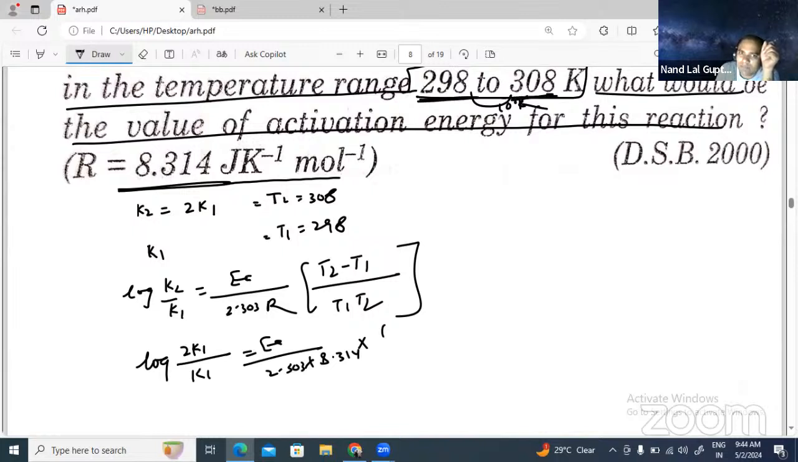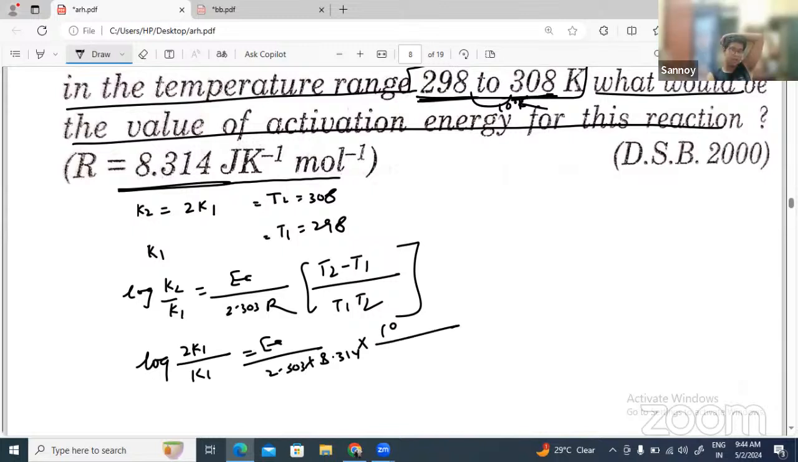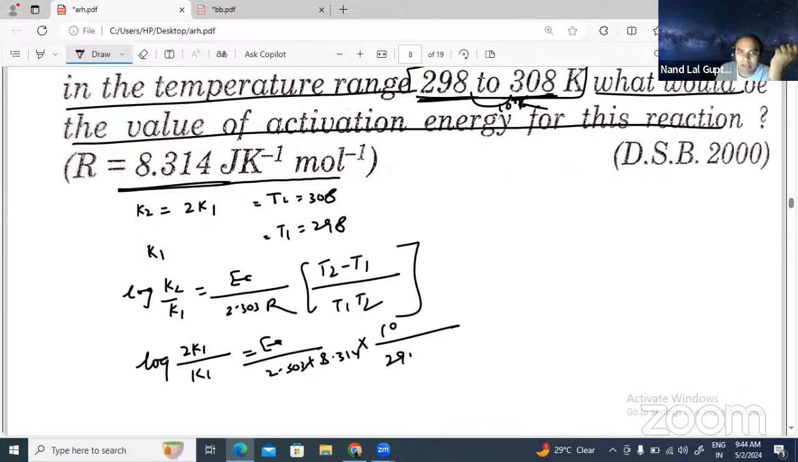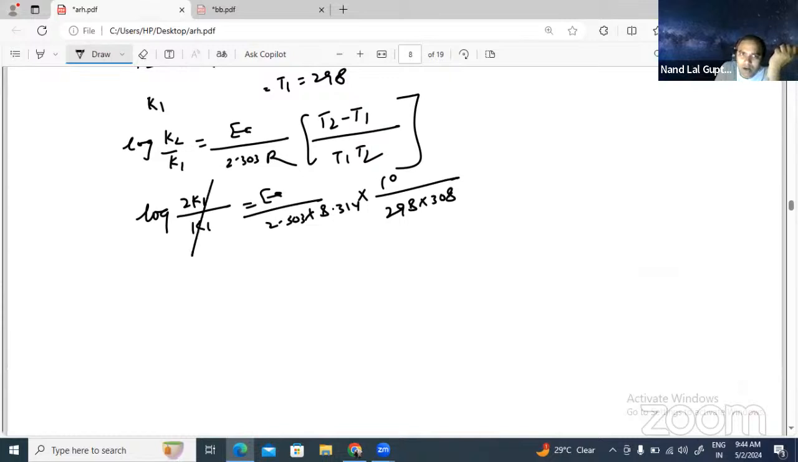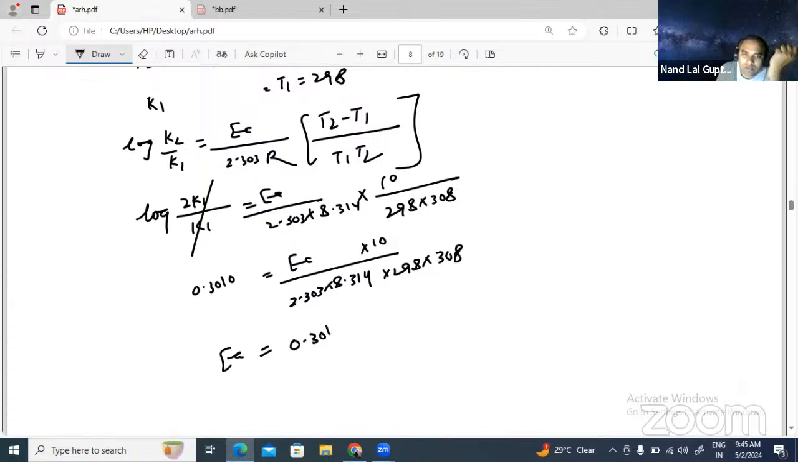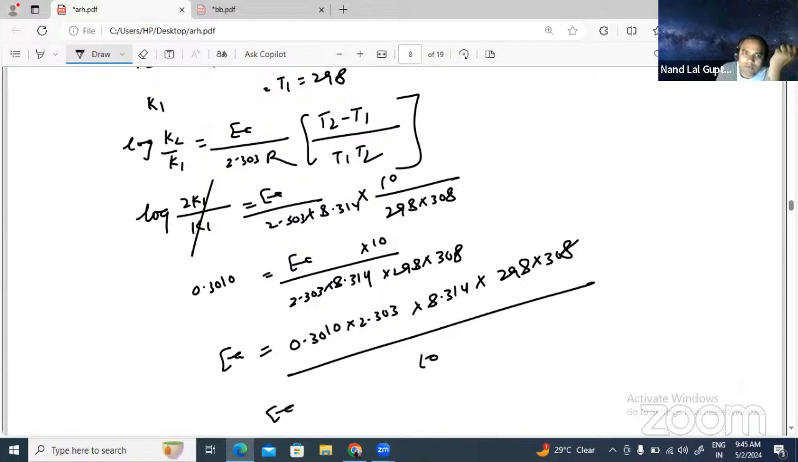Can I write the 10 directly? Yes, sir. Divided by 298 multiplied by 308. Now directly, this will be cancelled out. Log 2 value 0.3010 is equal to activation energy divided by 2.303 multiplied by 8.314, here is the 10, multiplied by 298 multiplied by 308. So activation energy is equal to 0.3010 multiplied by 2.303 multiplied by 8.314, 298 multiplied by 308, divided by 10. Now, you try to find out the answer.